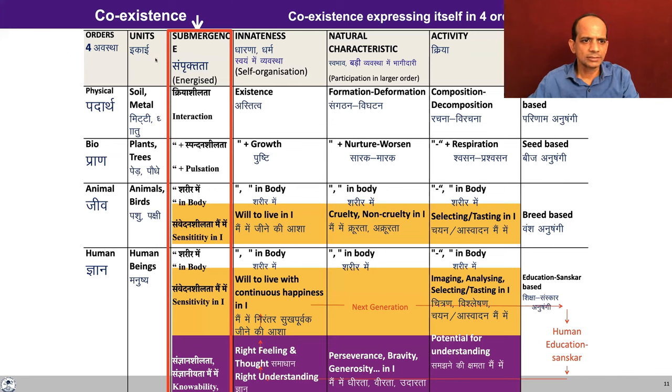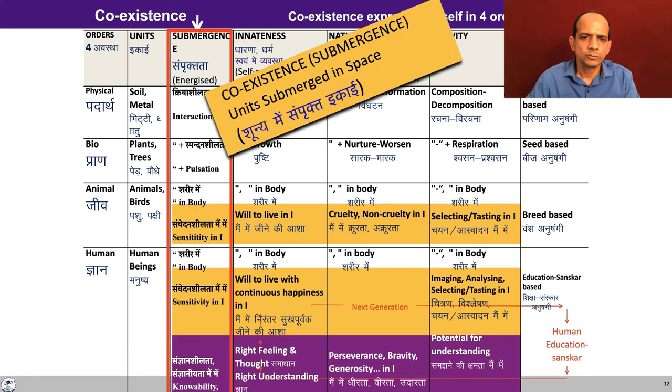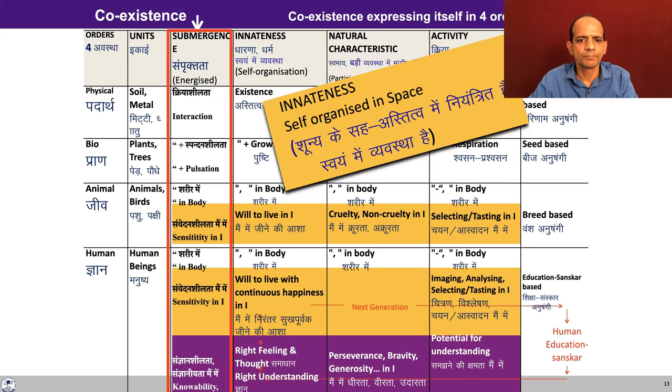So coexistence can be seen in each of the orders. And we had discussed that in the physical order, it is seen as interaction. In the bio order, it is seen as interaction and pulsation. In the animal order, it is seen as interaction and pulsation in the body and sensitivity in eye. In the human order, it is seen as interaction and pulsation in the body and sensitivity in eye, and in addition, knowability in the self, isn't it? So this is how coexistence, that is submergence, expresses itself in the four orders.